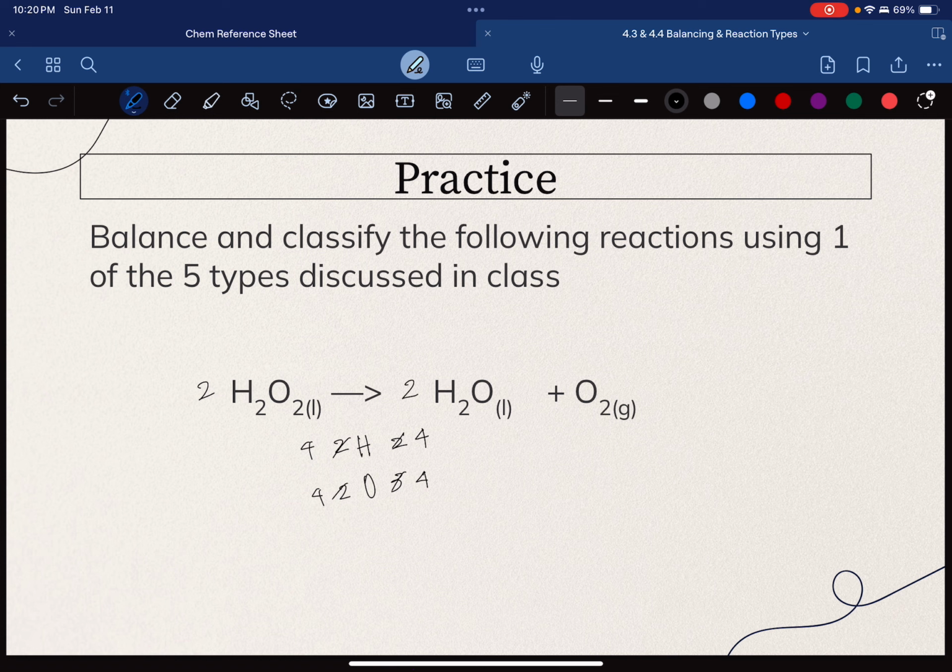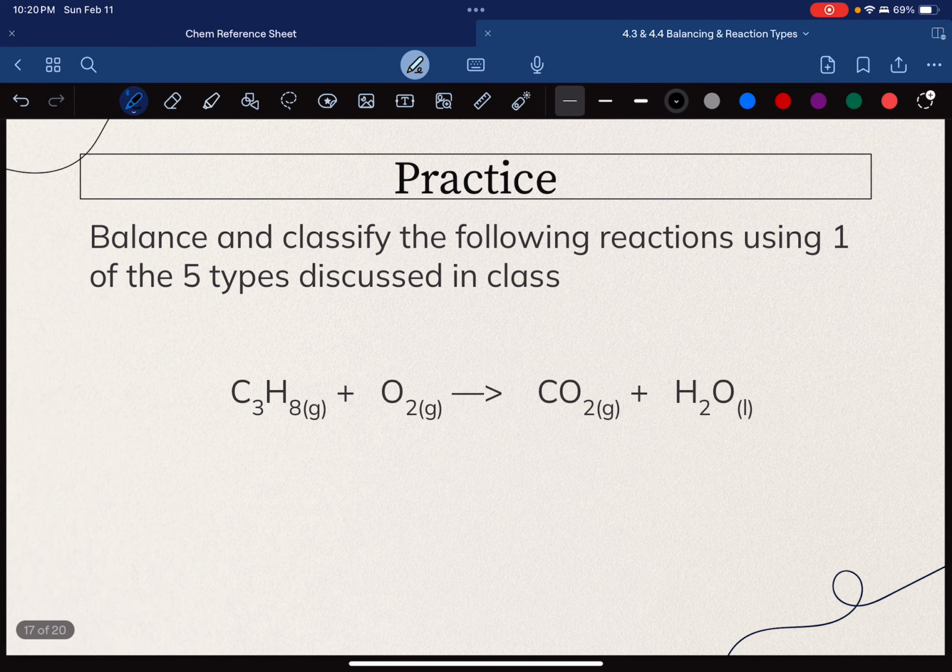Seeing as I have 1 reactant, and then it's breaking down into multiple products, right? This is good to say that I can probably call this decomposition. Something broke down. Decomposition. Let's look at this one.